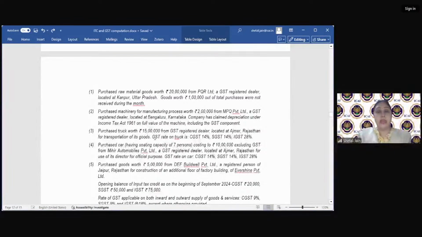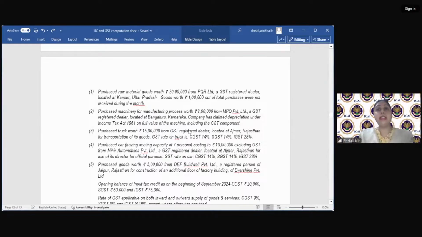Yes. Purchase of truck. Now this supplier has purchased a truck worth rupees 15 lakh from a GST registered dealer, and then the rate is given to you for transportation of goods. Now, the point is that in case of capital goods, the credit can be taken on the GST component only when income tax depreciation has not been claimed on that particular GST component. That information is not provided here. So you can write it in the assumption, and you can solve the question accordingly.